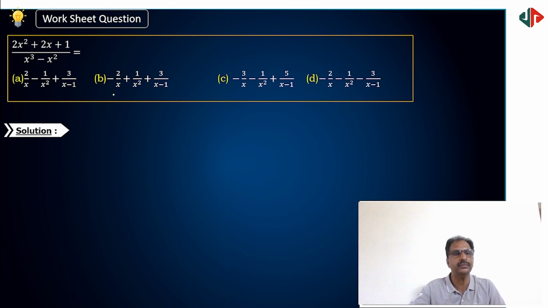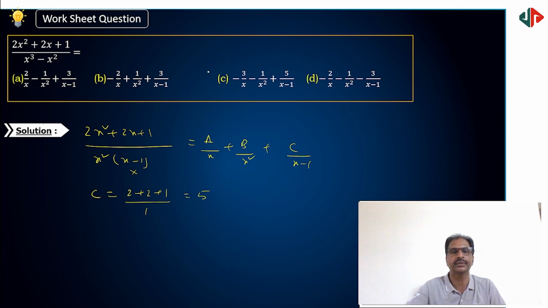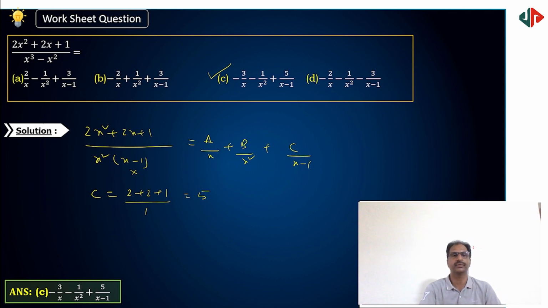Next. 2x square plus 2x plus 1 by, in the denominator take x square common, you get x minus 1. This can be written as a by x plus b by x square plus c by x minus 1. And we have a shortcut method for finding c. Put x is equal to 1 except here. Then c will be 5. c is 5 means obviously option C is the correct answer, because only there we have c as 5.